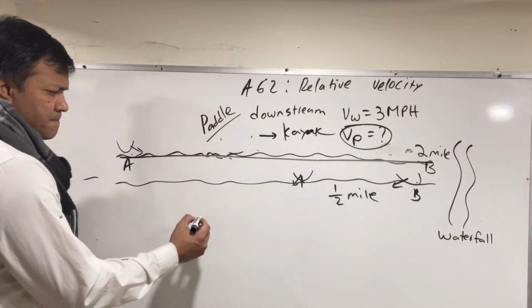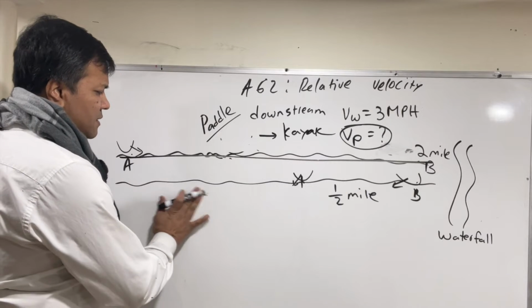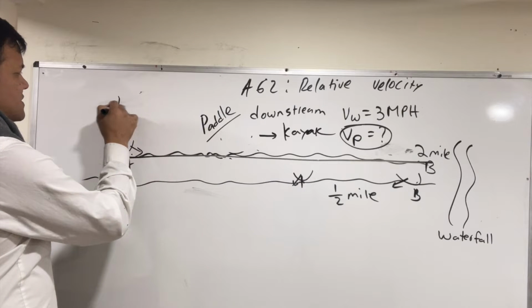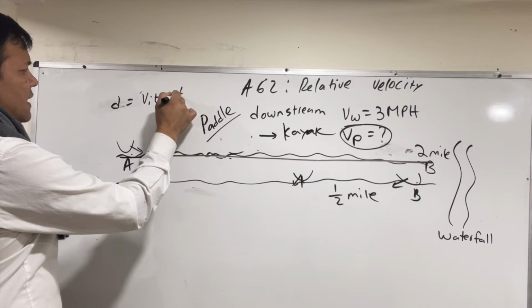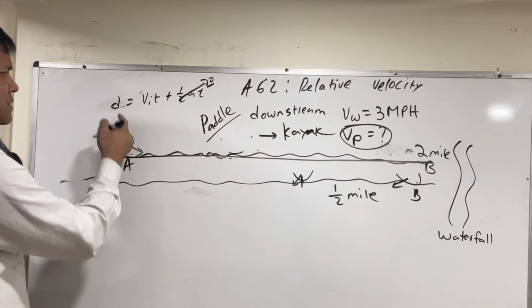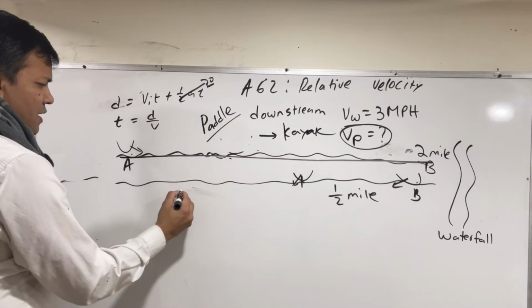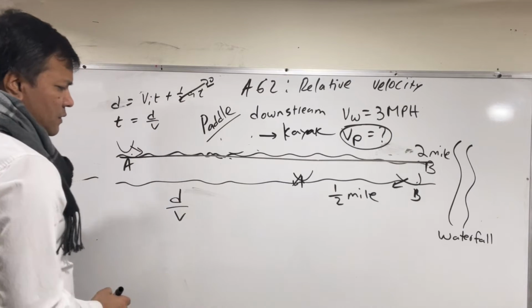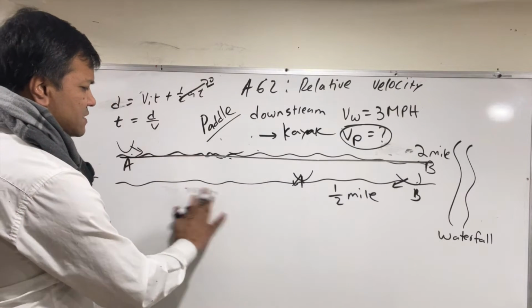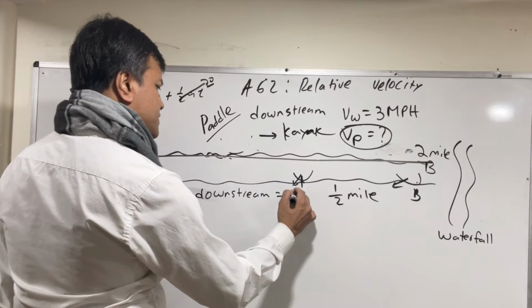All right, let's start with this conversation. Distance is v_i t plus a t squared over 2, and let's say there is no acceleration. So the time would be the same. So time is d over v. So you have d over v for downstream is equal to upstream.